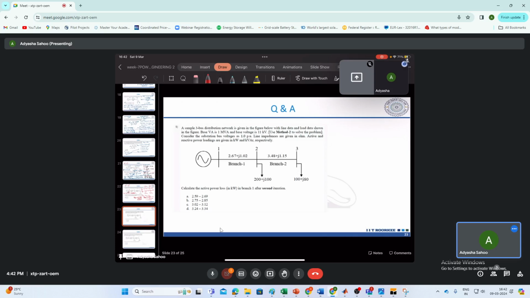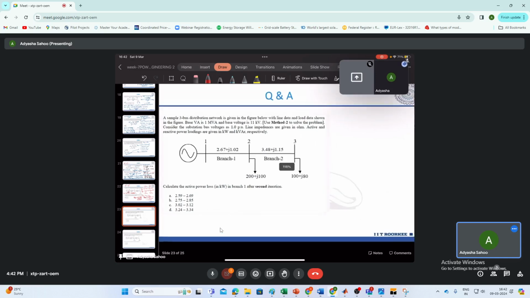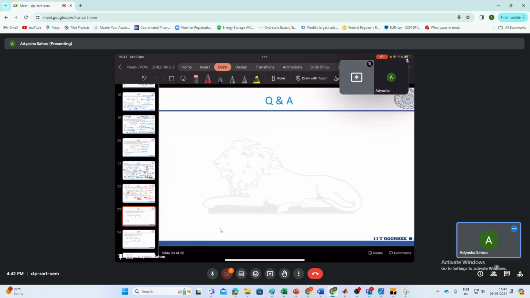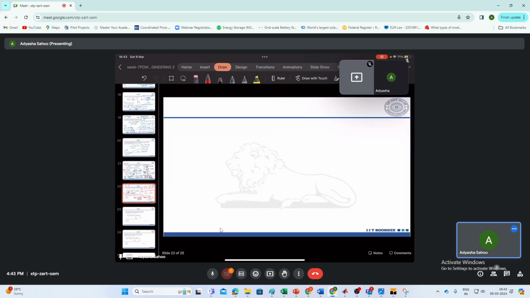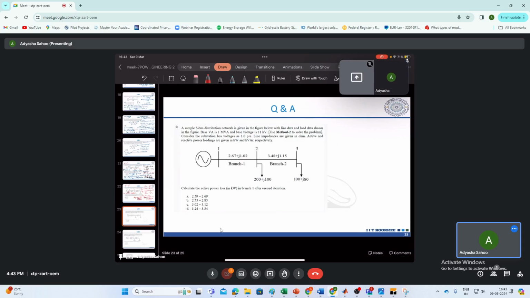Now next question. So line all given. So sample distribution system. Use method 2 to solve the problem. Consider substation voltage as 1. So for method 2, you will be calculating only the voltage magnitudes, right? And we'll consider the losses here.